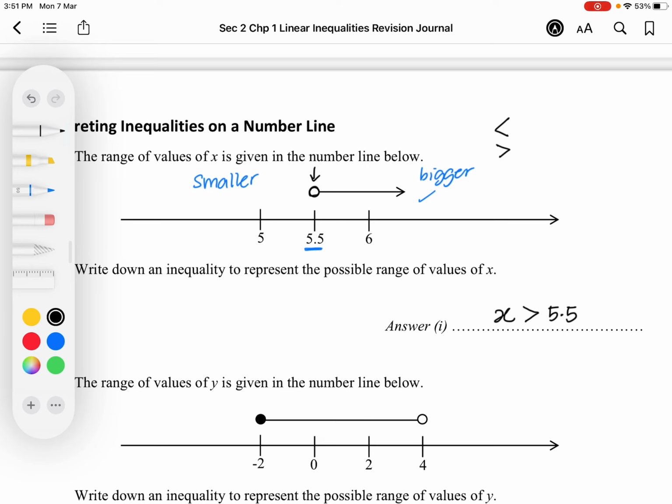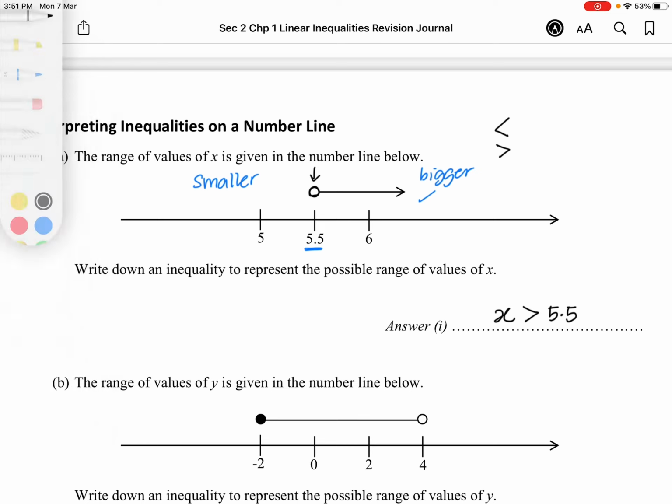Since it's not a solid circle, it's an empty circle, there's no equal sign. It's just greater than, not greater than or equal to. Okay, so this is the inequality that represents this range of values. Have you gotten your answer?